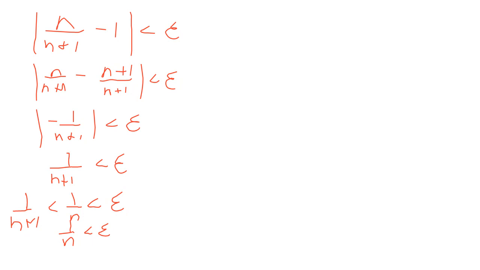Now just solve for the n right there, which gave us 1 over epsilon. So we're going to use m greater than 1 over epsilon. It's an assumption that is being made that 1 over n is less than epsilon. Once you make that assumption, it must mean that 1 over n plus 1 is less than epsilon.